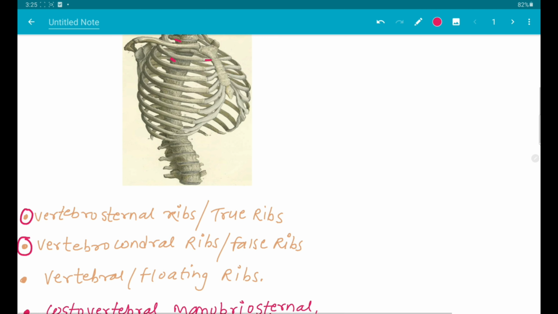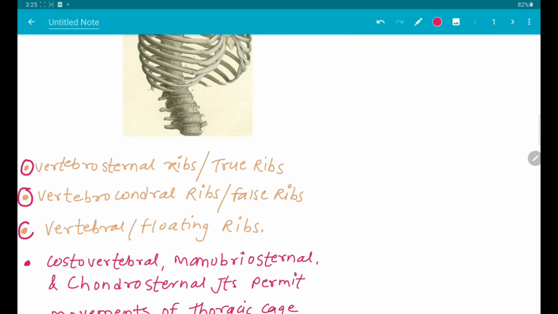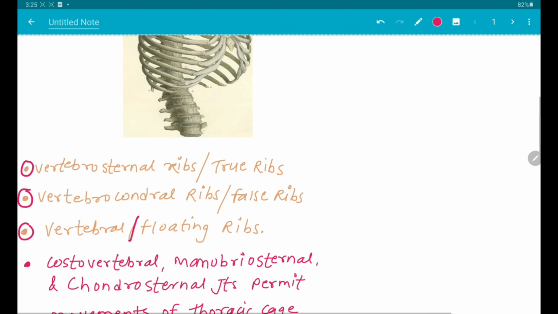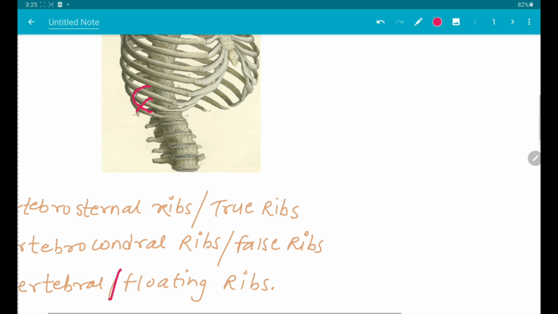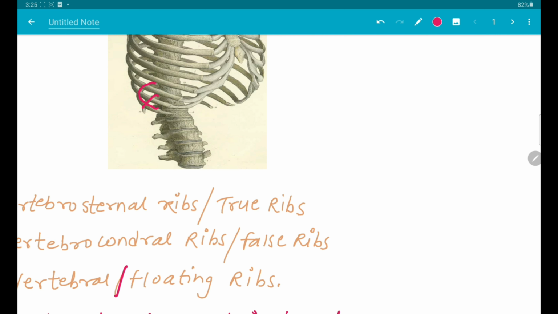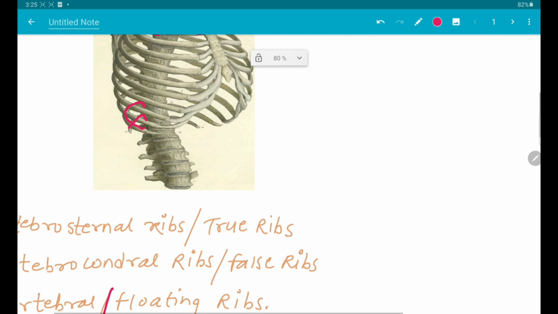Now the third is vertebral, also called floating ribs. Why is it called vertebral or floating ribs? Because it looks like it is floating. And why is it called vertebral? Because it is joined only to the vertebra, not to the chondral ribs or the sternum on the anterior side. So that is why it's called vertebral or floating ribs.